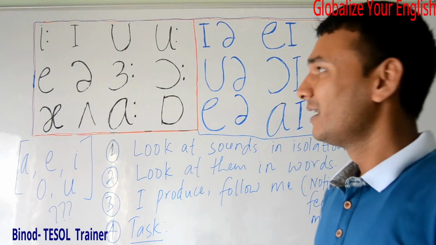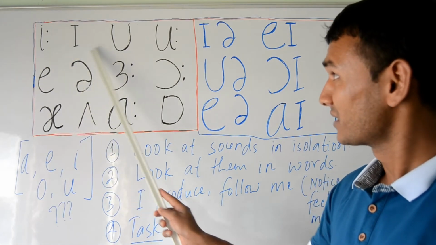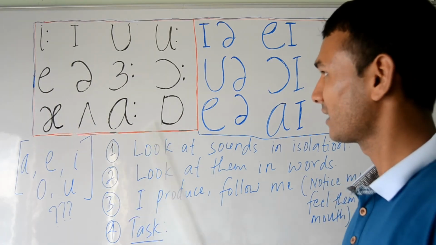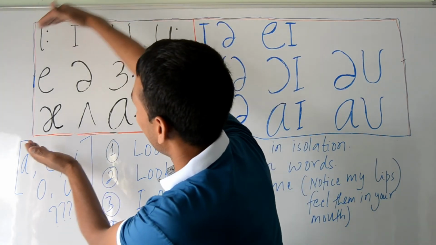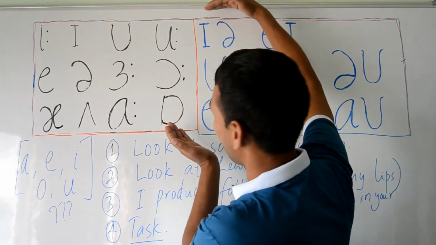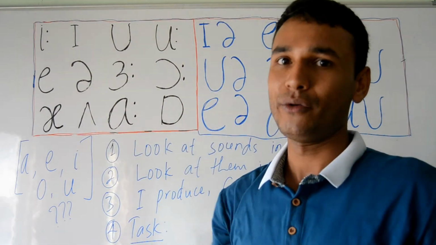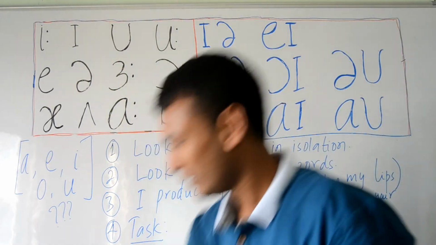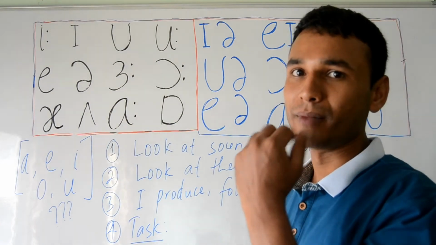Okay. So these sounds, you can see in three sections: top section, middle section, and bottom section. This is the front part of our mouth, and this is the back part of our mouth. So these sounds are there in our mouth. This whole table, this sound box, is there in your mouth.